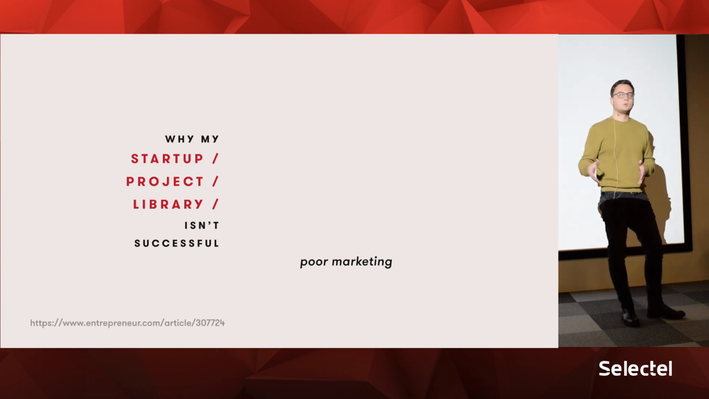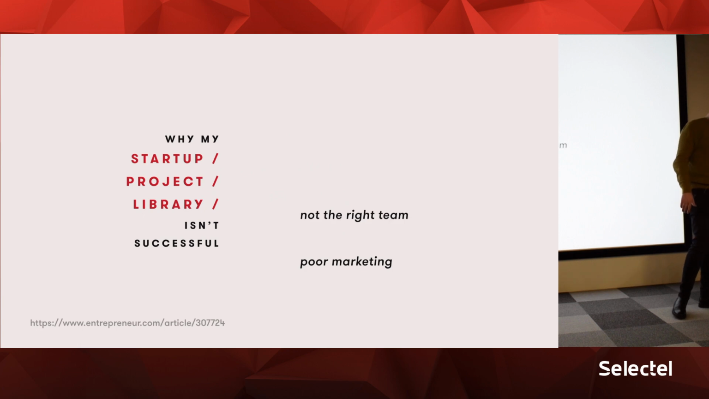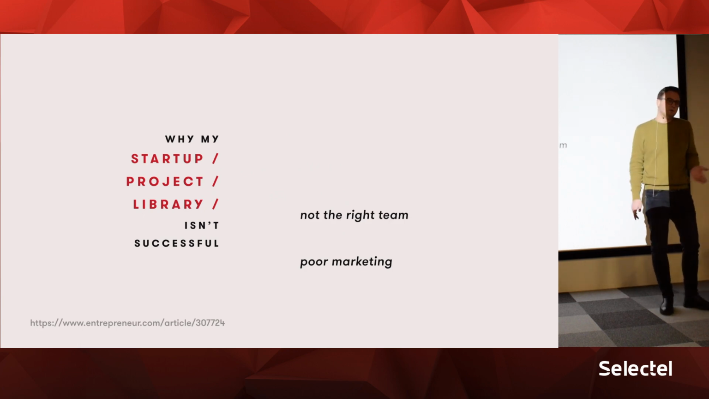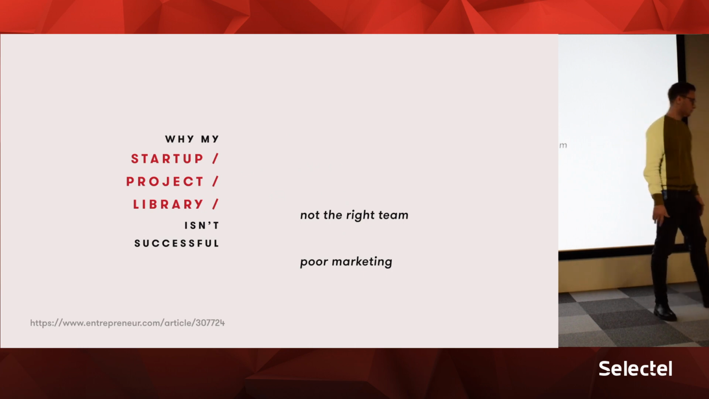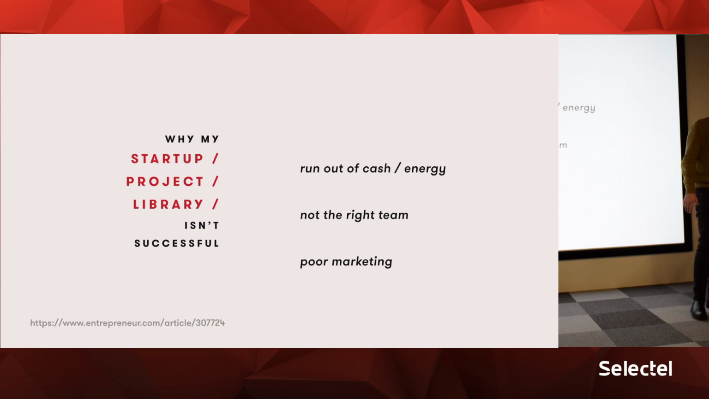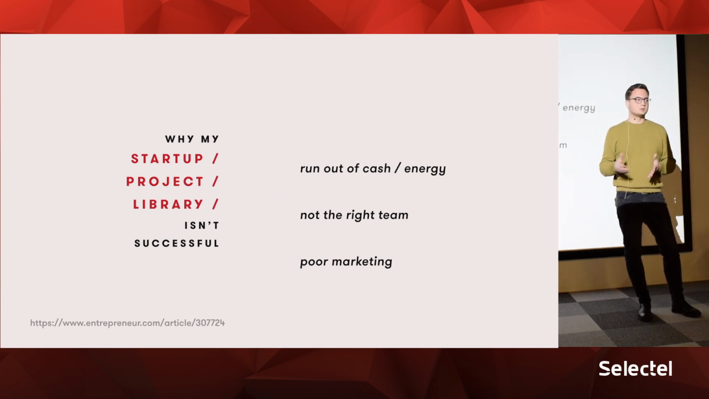I borrowed this from the startup world, by the way. If you look at the reasons why something fails, something never sees production, one of the reasons is poor marketing. Let's say, for example, you don't have enough Twitter followers, there is not enough media coverage. Well, this might happen. Another reason might be this is not the right team. But if you're working alone, who cares? You're the best engineer here, you're the best creator. So maybe that's not the case. A third reason is maybe you run out of cash, and in case of the library, you just run out of energy. You don't have enough power to continue developing this.